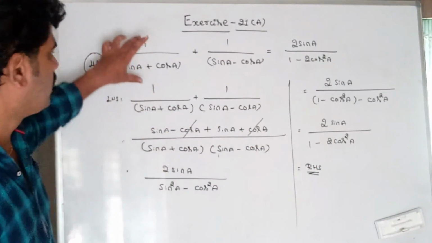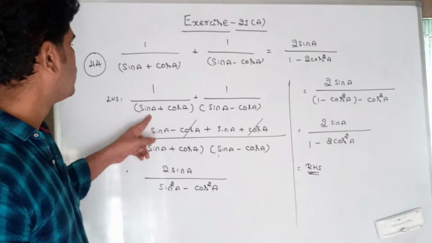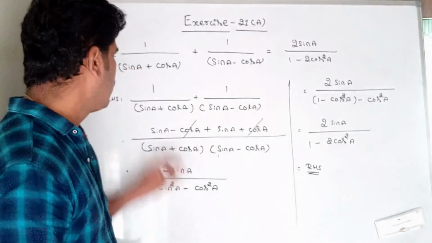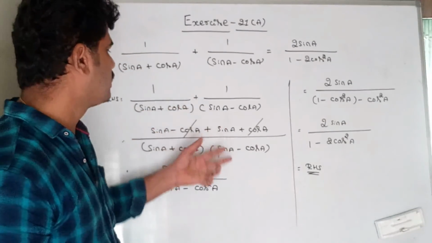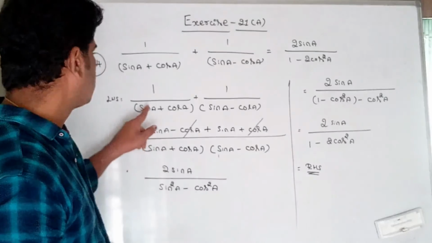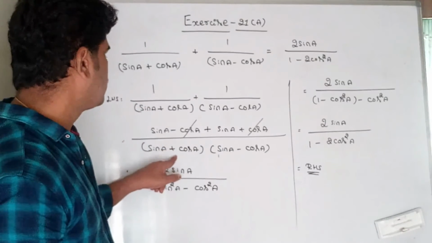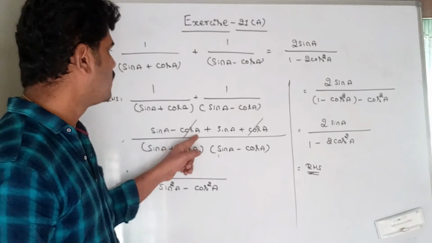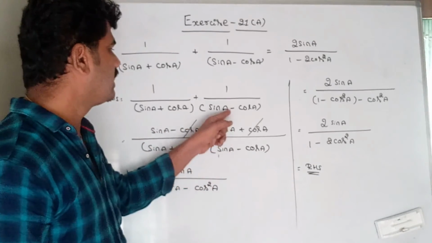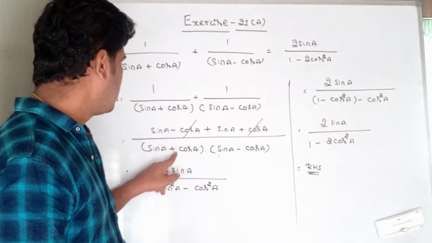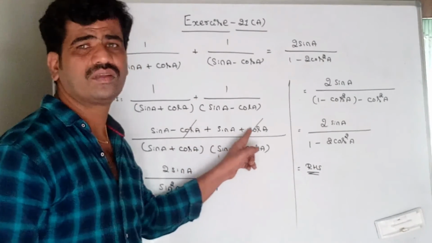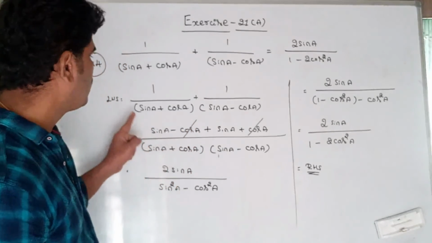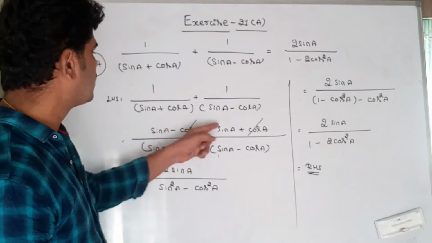So what did I do here? First I have taken the LHS. What is the LHS here? 1 by (sin A plus cos A) plus 1 by (sin A minus cos A). Then take (sin A plus cos A) into (sin A minus cos A) as the LCM. Then sin A plus cos A gets cancelled. Then (sin A minus cos A) into 1 is sin A minus cos A. Then (sin A plus cos A) into 1 is sin A plus cos A. Now cos A minus cos A get cancelled. What is the remaining thing here? Sin A plus sin A, which is equal to 2 sin A.